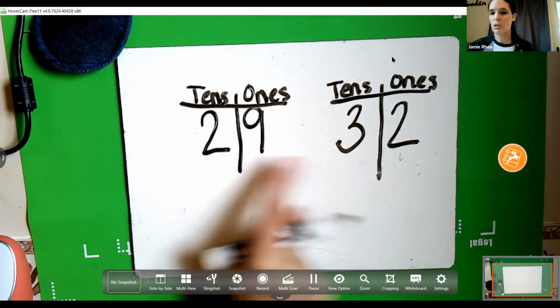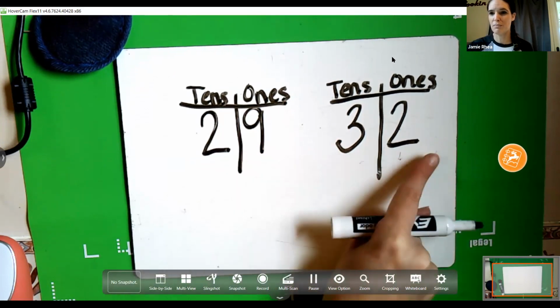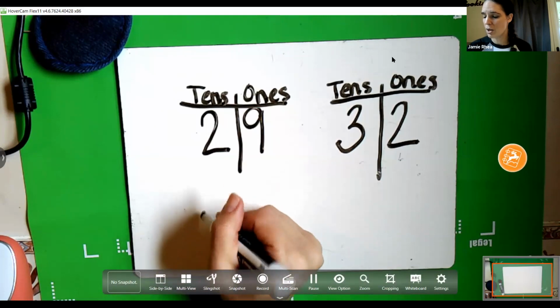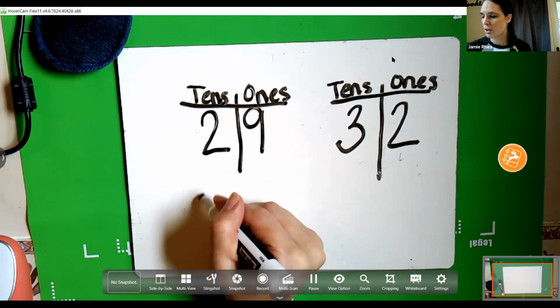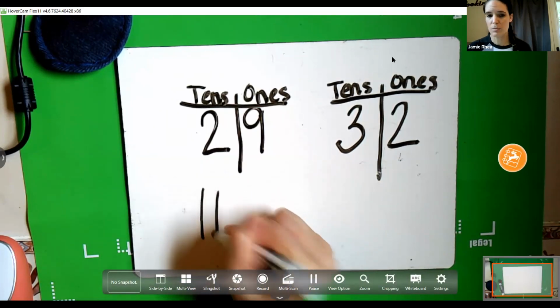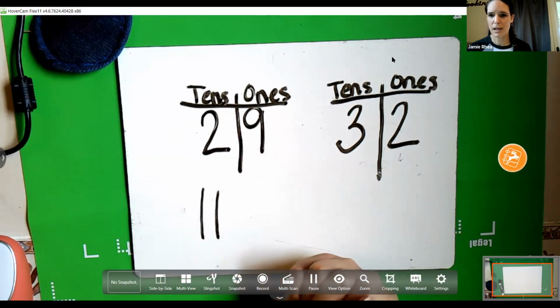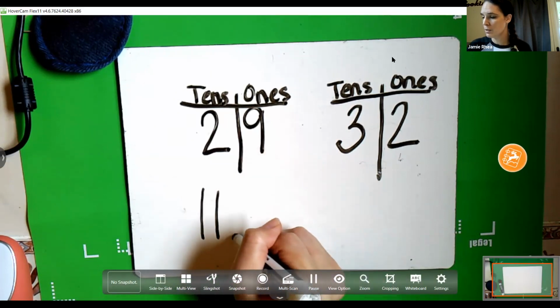And if you look in our ones place, our numbers are different. Okay, so let's draw this out. How many tens do we have? I have 2 tens. So I'm going to draw quick tens. How many ones do I have? 9. So I'm going to draw 9.